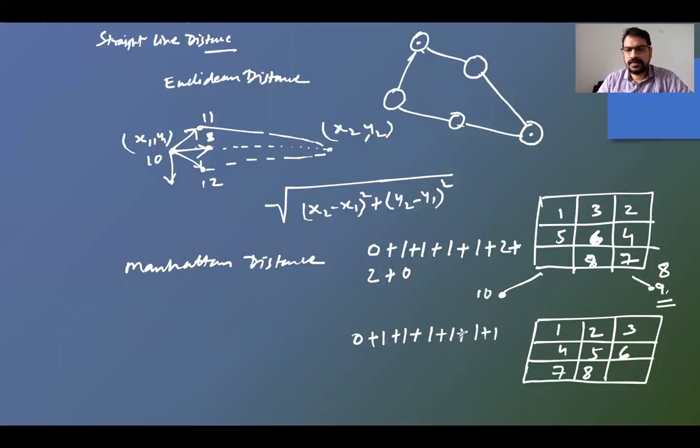1, 2, 3, 4, 5, 6. So 6 is the heuristic value here. Because 2 and 3 are not in the position. 5, 6, and 4 are not in the position. And 7 is not in the position. So those tiles which are not in the position, I'll make the heuristic of it. So let's say this heuristic will become 6.